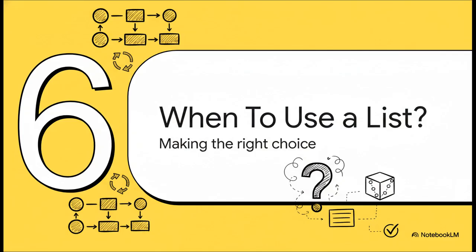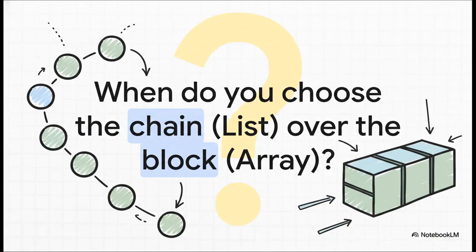So we've covered what a linked list is, its different flavors, and what it's good for. And this all really boils down to one crucial question that every developer has to ask themselves. In other words, when should you pick a linked list, this flexible, dynamic chain of nodes, over a simple array, which is that rigid, solid block of data?